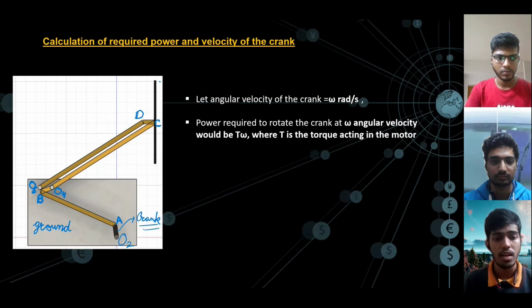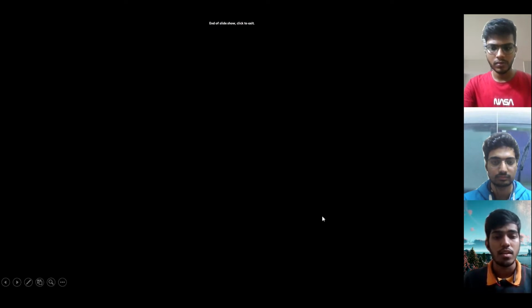Now let's jump to some other features of this crank rocker mechanism. Let's say the O2A link, the crank, is rotating with an angular velocity omega. Then the power that it gives to the whole crank rocker mechanism is T into omega, where T is the torque acting on the motor. Now Ayashkanta will represent the simulation part of our model. Thank you.